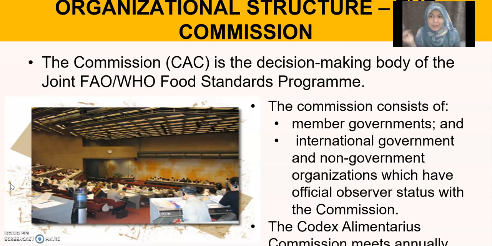In terms of the first one, the commission. The CAC is the decision maker. So the CAC makes decisions for the Joint FAO/WHO Food Standards Programme. And who are the CAC members? The CAC consists of member governments and also international governmental organizations and NGOs which have official observer status with the commission. And this commission will meet annually. Every year they will meet. They are the decision makers, the top one.